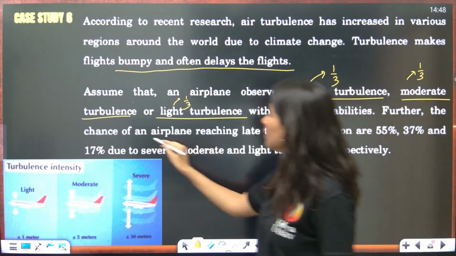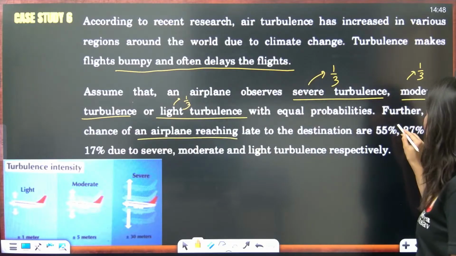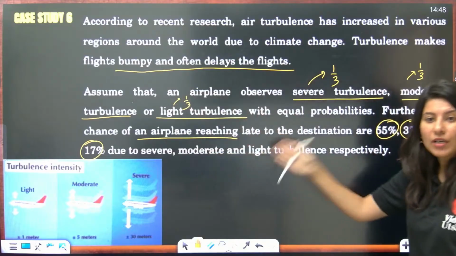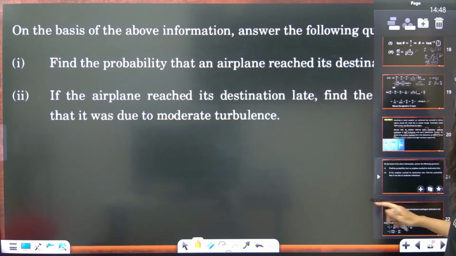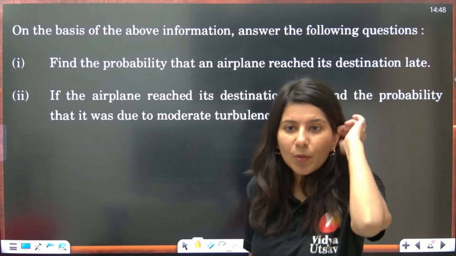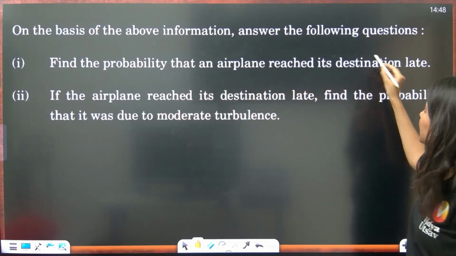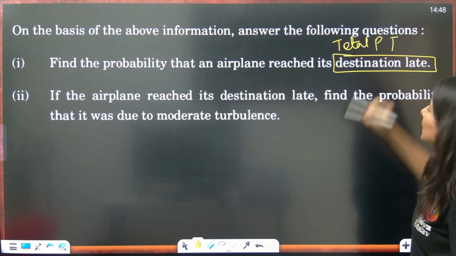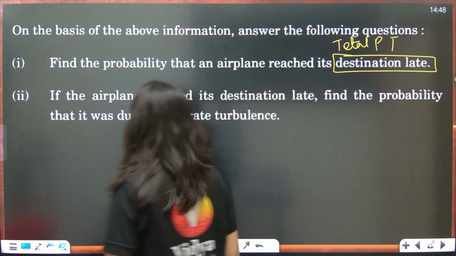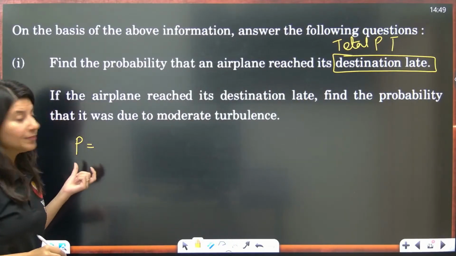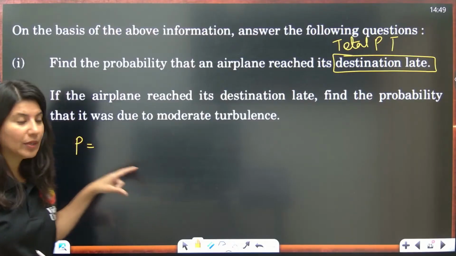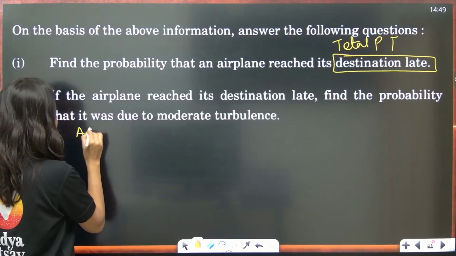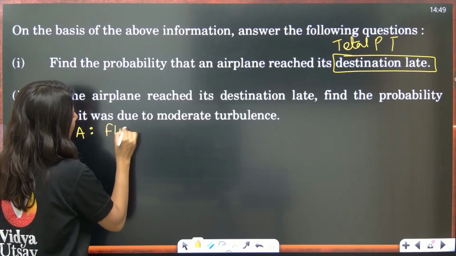Further, the chances of an airplane reaching late to the destination are 55%, 37% and 17% due to severe, moderate and light turbulence respectively. Now on the basis of this data, find the probability that an airplane reached its destination late. So tell me, this is the total probability theorem, TPT, which says that the probability that the flight reaches late will be nothing but what? So let me just write, how to write also. A is the event of the flight being delayed.